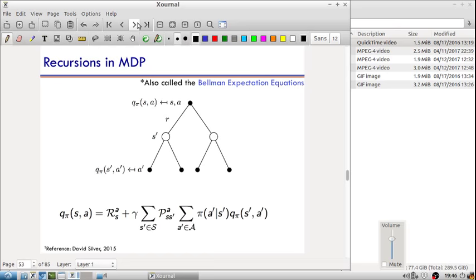And this is called the Bellman expectation equation. Bellman is a famous scientist. He did a lot of preliminary seminal work in dynamic programming and Markov decision processes. So this is called the Bellman expectation equation.